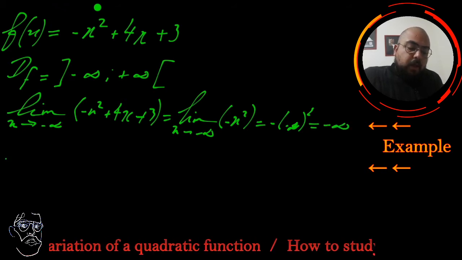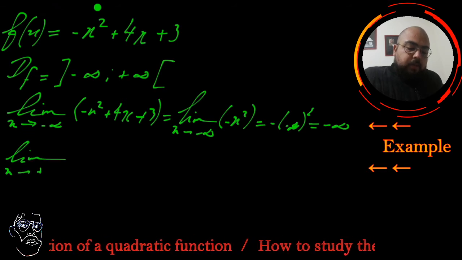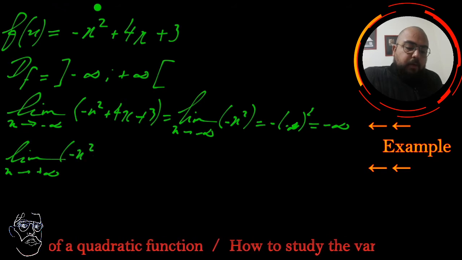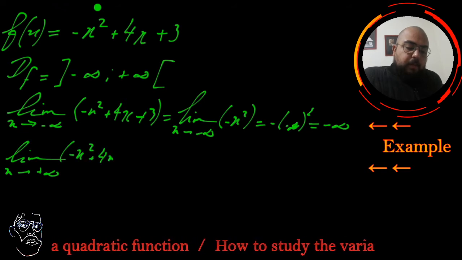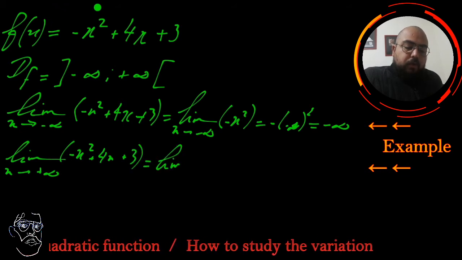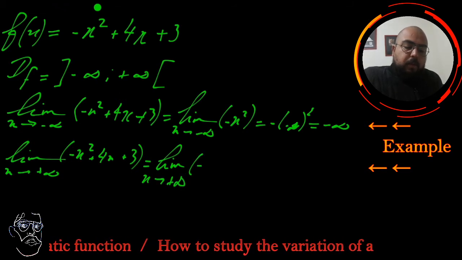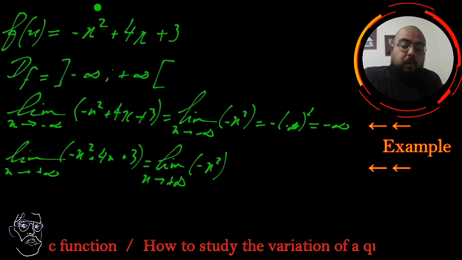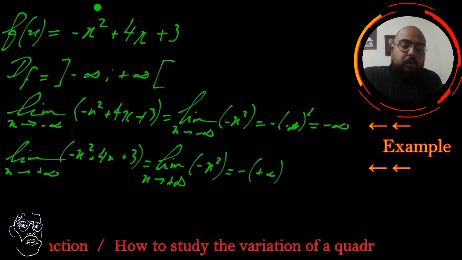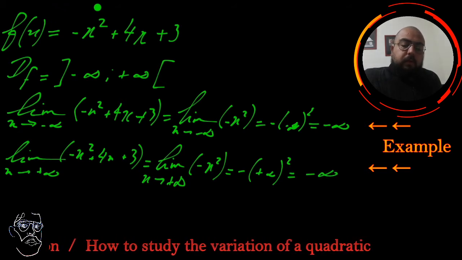The same thing, limit when x tends towards plus infinity of minus x squared plus 4x plus 3, you can directly choose your monomial of highest degree. So it's for plus infinity minus x squared. I will have to do the replacement, minus plus infinity to the power of 2, so it will give you again minus infinity.